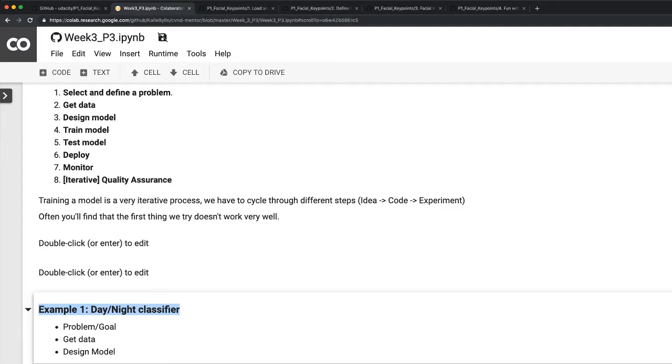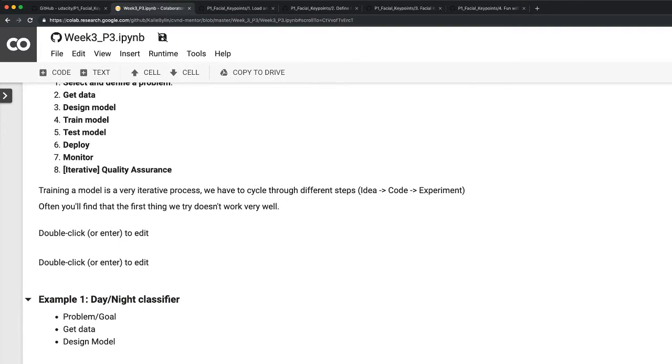So I'm going to open up this cell here and write in a few comments as we go along. First thing is, how would you define the problem or the goal of the day and night classifier? I'll give you a couple of seconds.